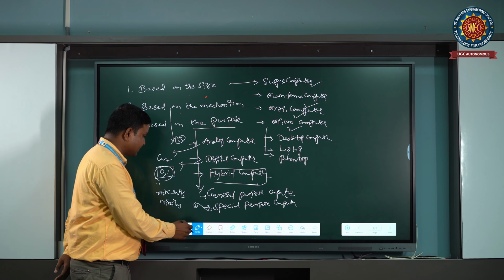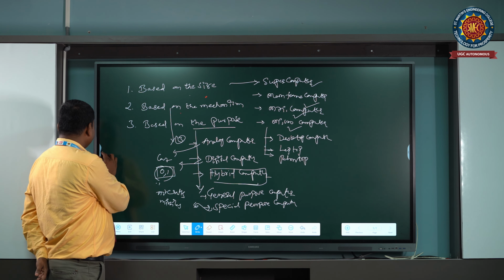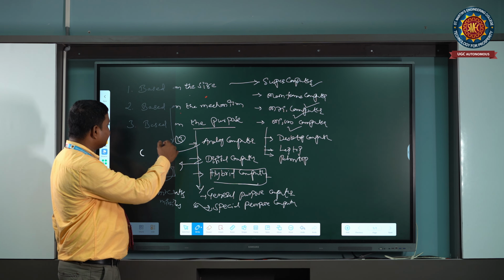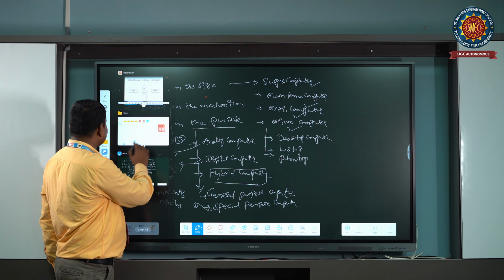Now we will see the block diagram of the computer.